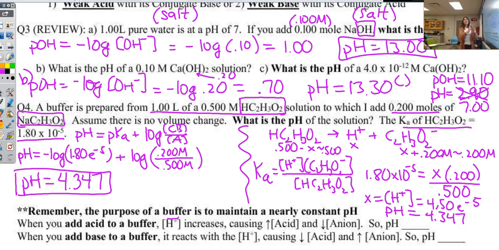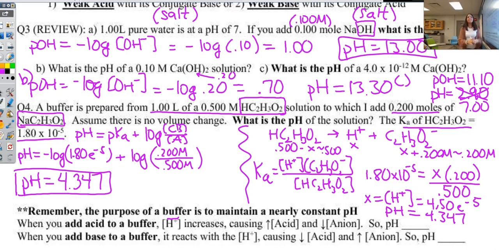I will say that most teachers don't even teach this. They just say the Henderson-Hasselbalch is what works. Memorize it. If you have a weak acid and its salt or a weak base and its salt, just use it. But I think it's nice to see that you could do it the long way. Obviously, it takes way longer, and you're more likely to make some mistakes doing it this way, but it does work.